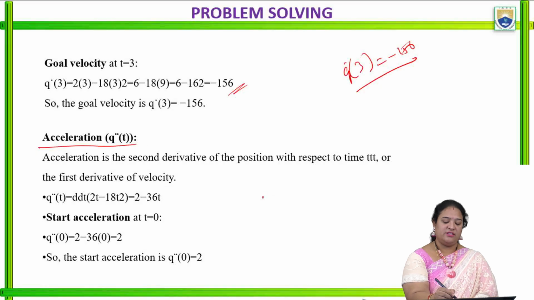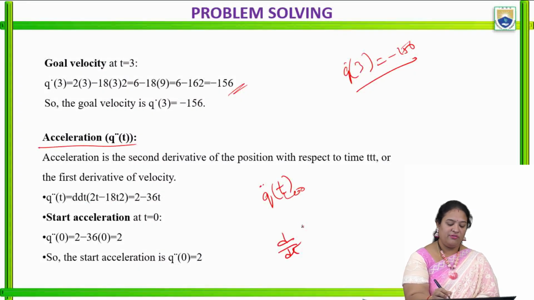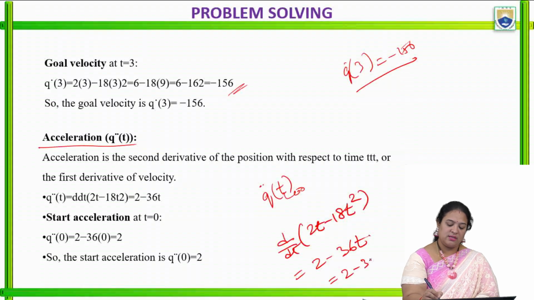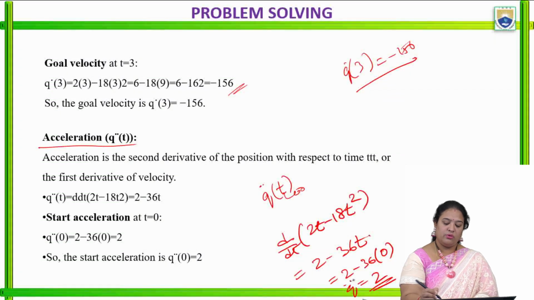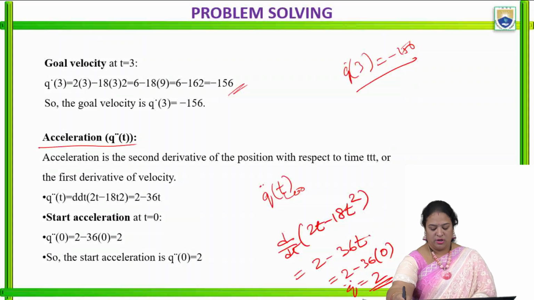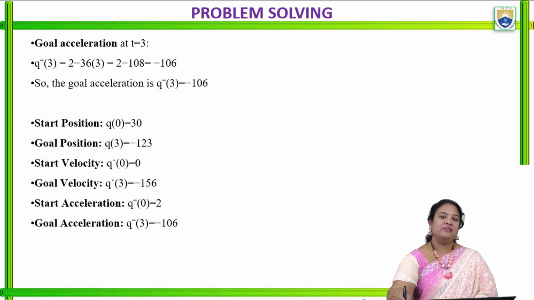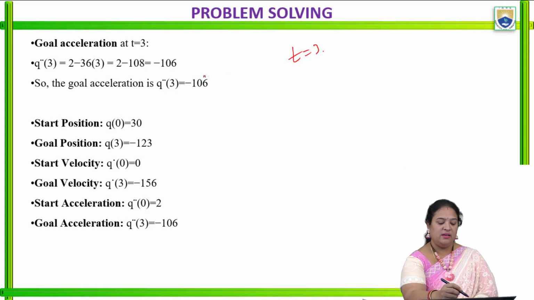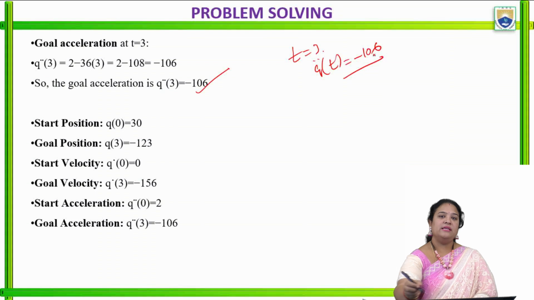Next we need to find out acceleration. Acceleration is found by q double dot of t. Again, here we are considering t as 0, and this is d/dt of 2t - 18t². So what we are getting? 2 - 36t. So 2 - 36 into, what is t value? 0. So we are getting acceleration at 0 as nothing but 2, right? Whereas when we consider acceleration at the end position, t value will be taken as 3. We are getting acceleration at the end position as -106, right?